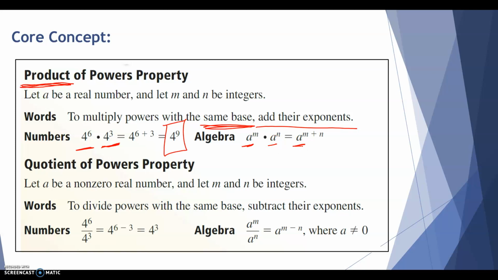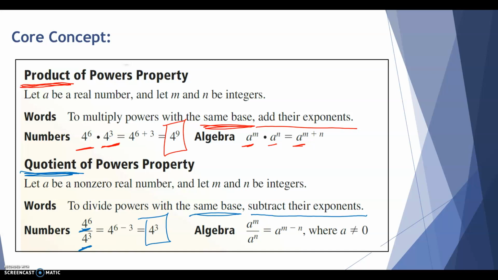Okay, now the next one is called the quotient of powers property. If you remember, the word quotient is the answer to a division problem. Now, same base still applies. So to divide powers with the same base, you subtract their exponents. If you look at this example, you have 4 to the 6th divided by 4 cubed. Well, the 4s are the same. That's the base. So if you subtract 6 minus 3, you would get 4 cubed, and this would be your answer. Okay, so these properties will only work if you have the same base.